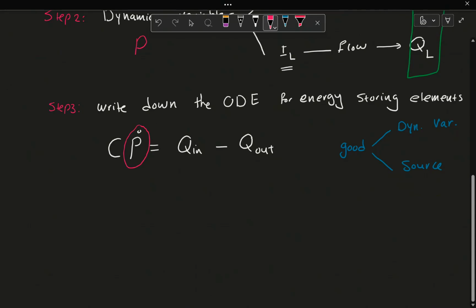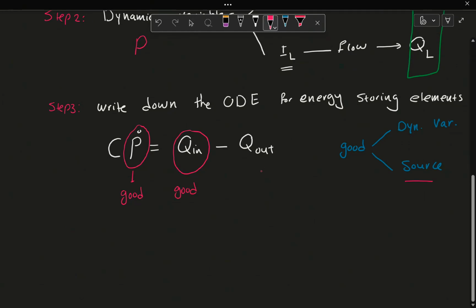Okay. So if you look at the system, you see that P dot is your dynamic variable, so it's a good term. Well, P is your dynamic variable, P dot is a derivative of that dynamic variable. Then I would go to Qn. Do you think that Qn is a good term or not a good term? Well, in fact, if you look at this, Qn is one of your inputs, so it's a good term.